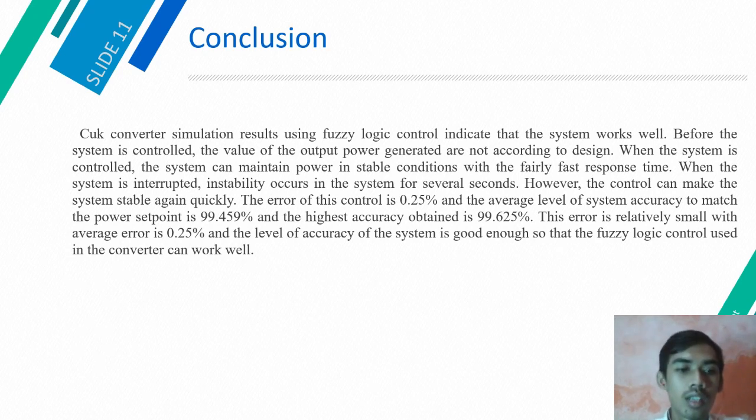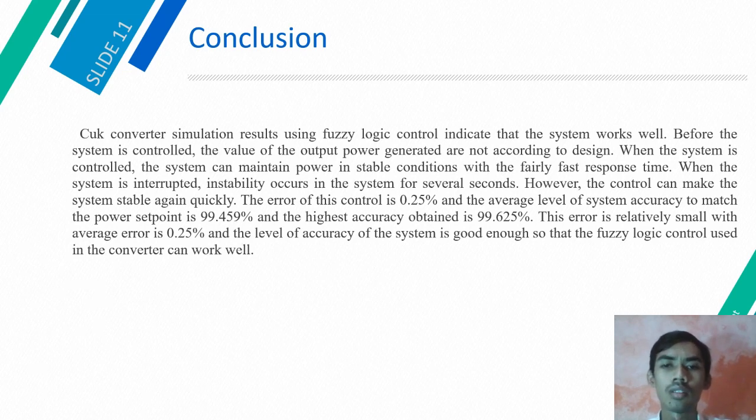From the results, it can be concluded that the Cuk converter simulation results using fuzzy logic control indicate that the system works well. Before the system is controlled, the value of the output power generated is not according to design. When the system is controlled, the system can maintain power in stable conditions with a fairly fast response time. When the system is disturbed, instability occurs in the system for several seconds. However, the control can make the system stable again quickly.